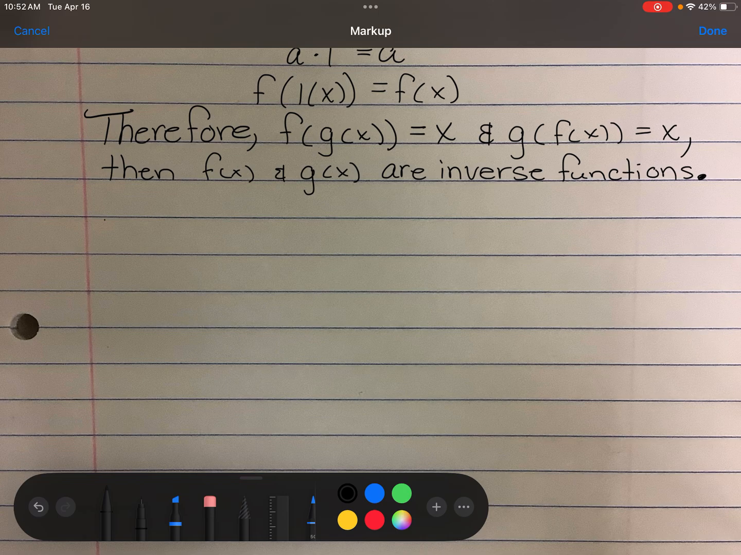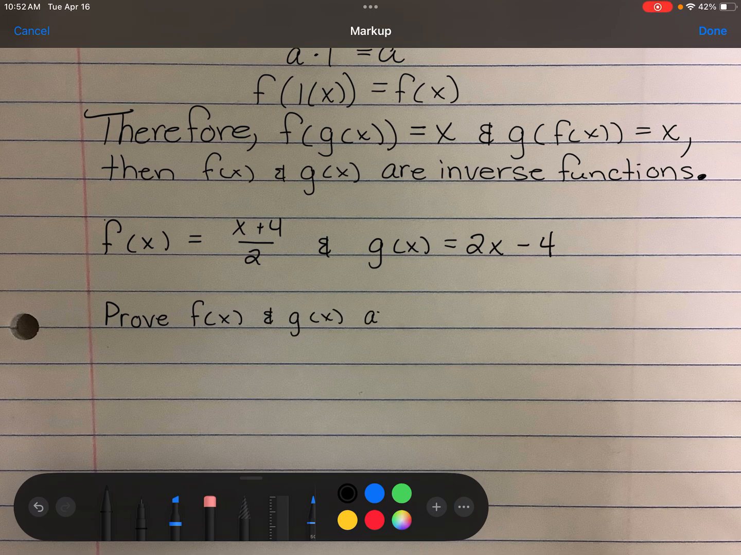So for our first example, we're going to be using the functions f of x equals x plus 4 over 2 and g of x equals 2x minus 4. And we want to prove f of x and g of x are inverse functions.